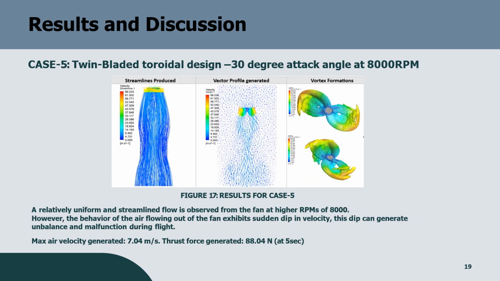Case 5: twin-bladed toroidal design, 30-degree attack angle at 8000 rpm. A relatively uniform and streamlined flow is observed from the fan at a higher rpm. However, the air flowing out of the fan exhibits a sudden dip in velocity. This dip can generate imbalance and malfunction during the flight. Maximum air velocity generated is 7.04 meters per second. Thrust force generated is 88.04 Newton at 5 seconds.